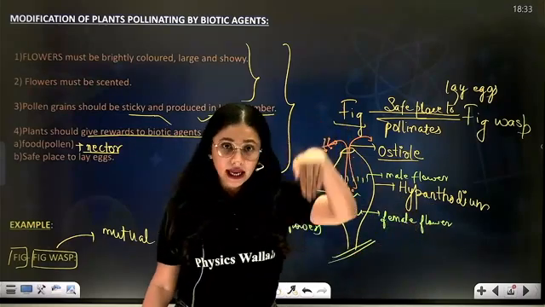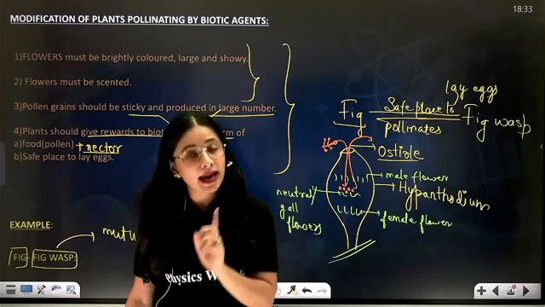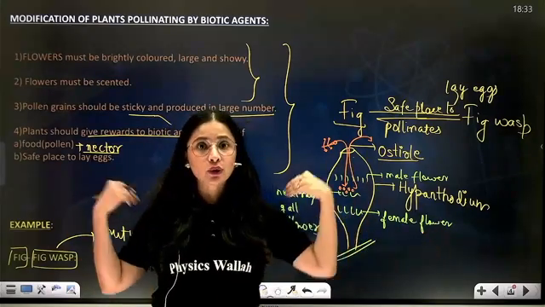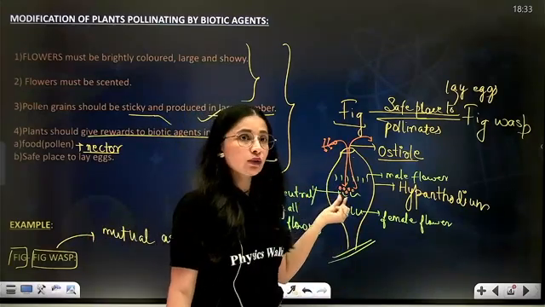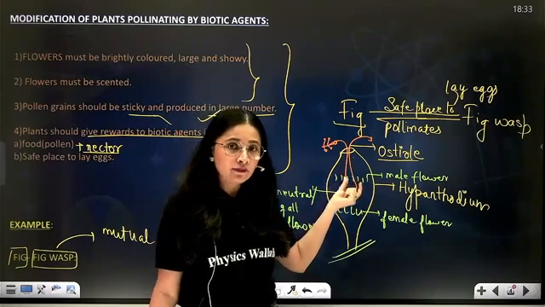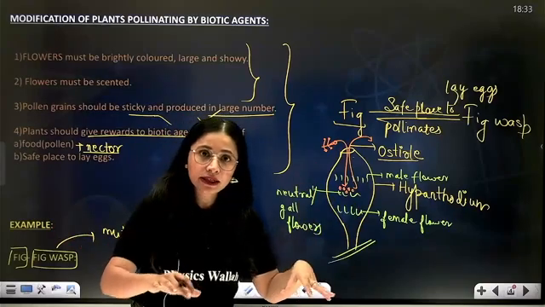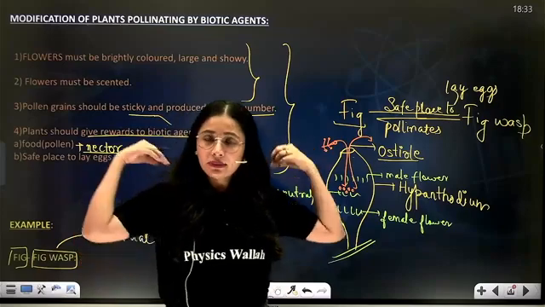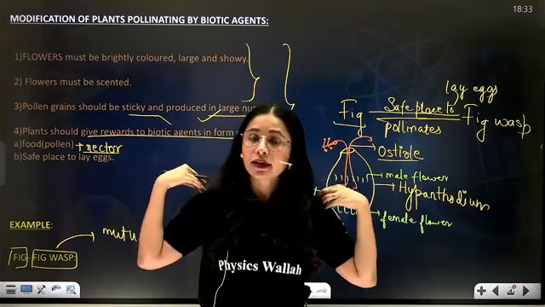So the fig wasp came inside the hypanthodium with the purpose of laying eggs. But unknowingly, when it is coming out, it takes the pollen grains on its back, because while entering, the fig wasp surely comes in contact with the male flower. The male flower is ready with pollen grains. They will dust their pollen grains on the back of the fig wasp.